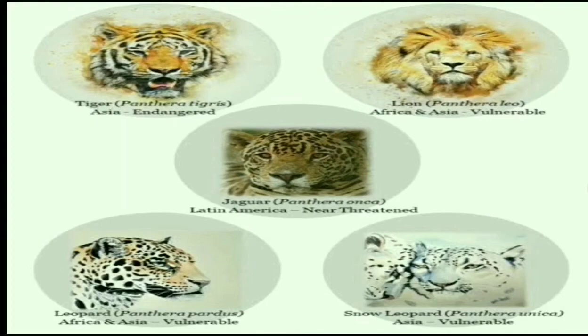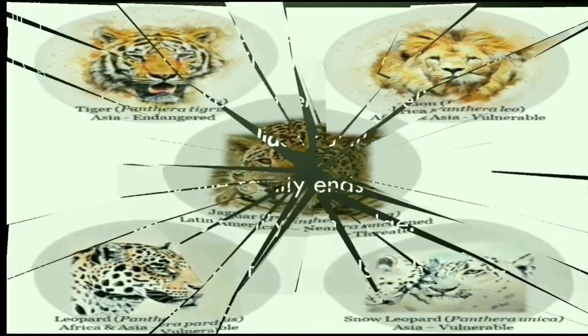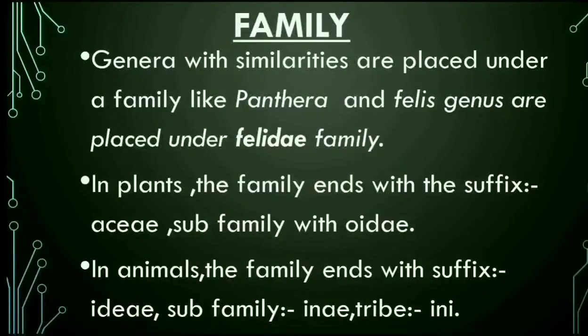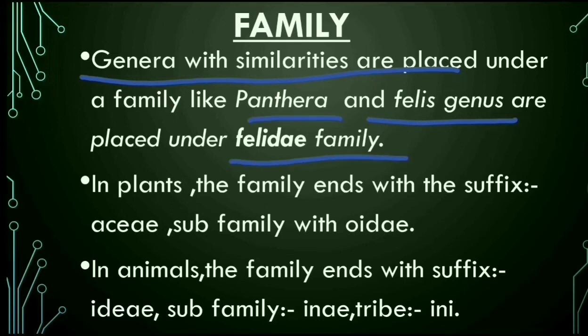So now we will discuss families. Genera with similarities are placed under a family, like Panthera and Felis genus are placed under the Felidae family. Felis genus is of the cat family. They both are placed under the Felidae family, Panthera and Felis genus.